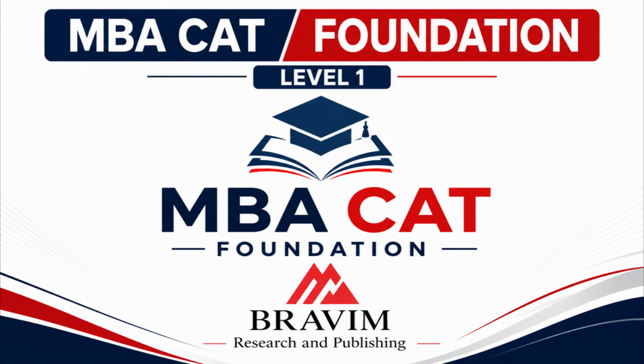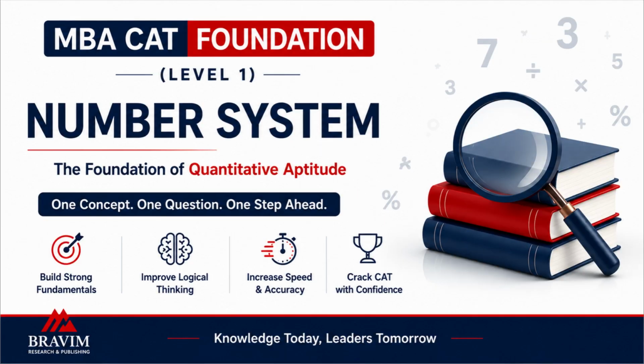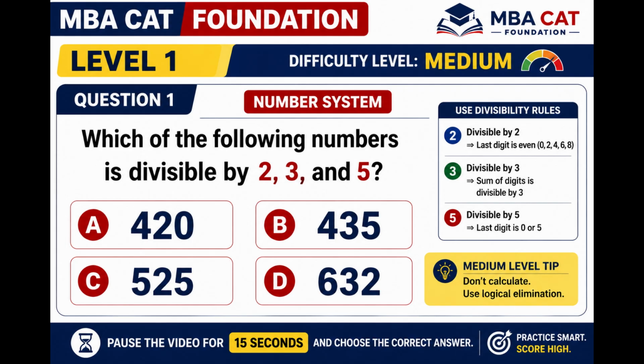After the easy questions covering basic concepts, this intermediate level with medium difficulty should require students to apply two or more number system concepts together, just like early CAT questions. With difficulty level medium, we start with question 1 under the topic number system.